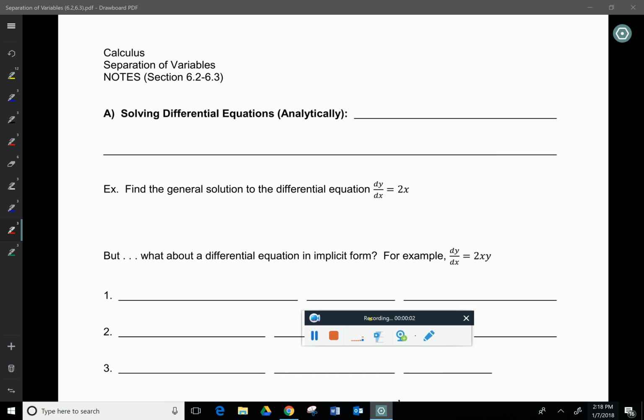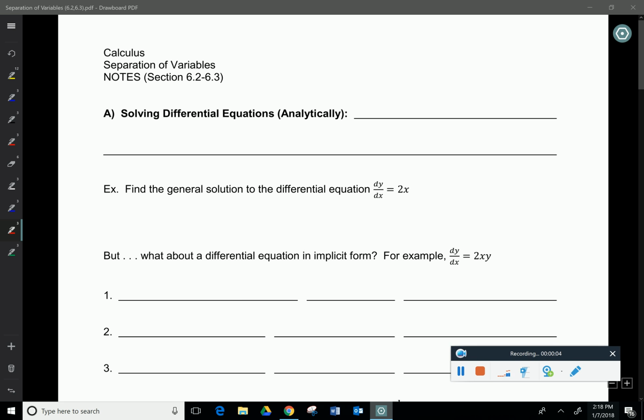Let's see if we can go ahead and get started on the notes from Chapter 6. This has to do with separation of variables. So first of all, solving differential equations. Well, you need to know basically what it means to solve a differential equation. And what that means is that you are going to find the original function.